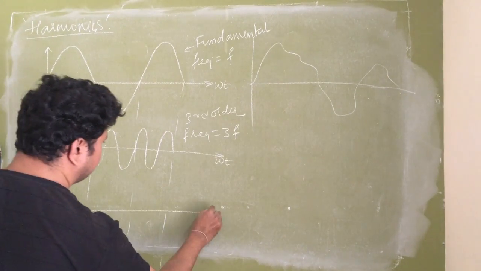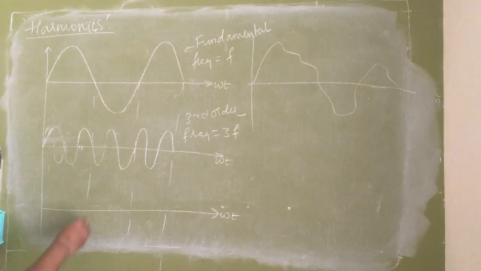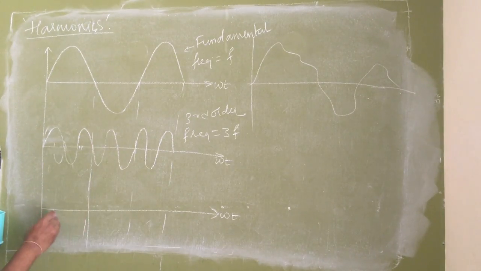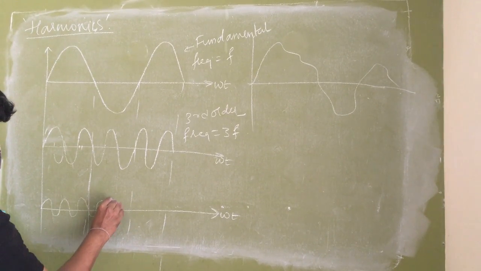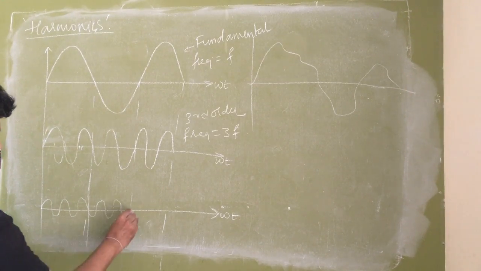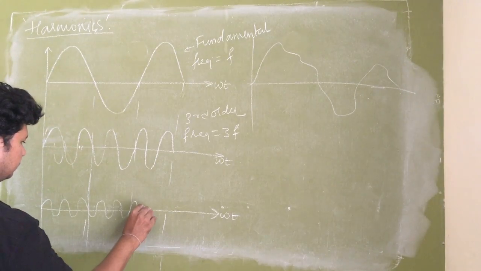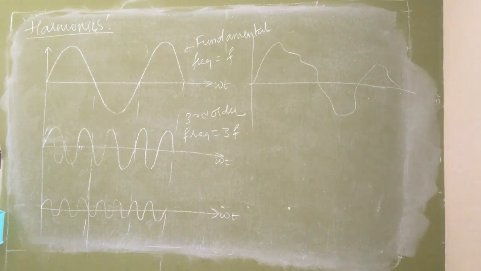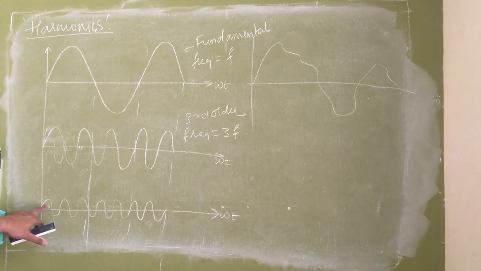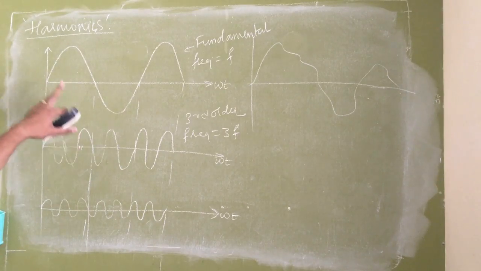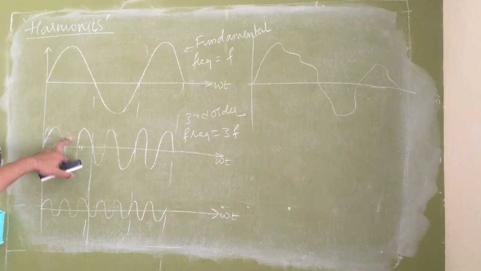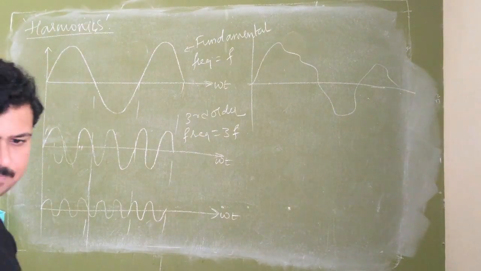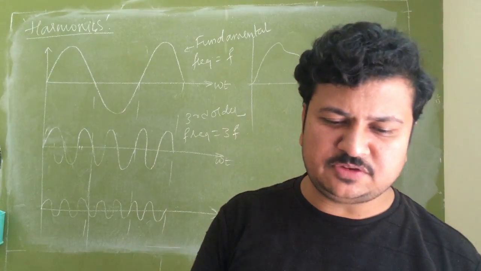What about fifth order? In one cycle there will be 5 cycles. That's it. So the magnitude of the fifth order harmonic will be lesser than the magnitude of the third order harmonic. The magnitude of the third order harmonic will be lesser than the magnitude of the fundamental or first order. First order is always taken as the fundamental.